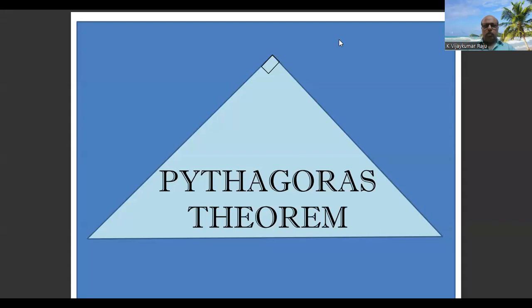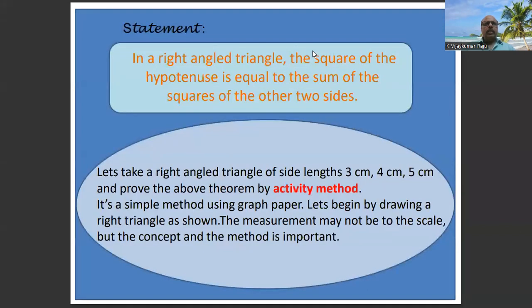Now we are going to learn about Pythagoras theorem. So Pythagoras theorem, let's first see the statement of this theorem. The statement of the theorem is, in a right-angled triangle, the square of the hypotenuse is equal to the sum of the squares of the other two sides.